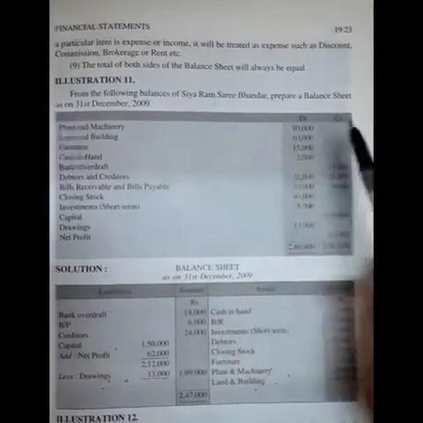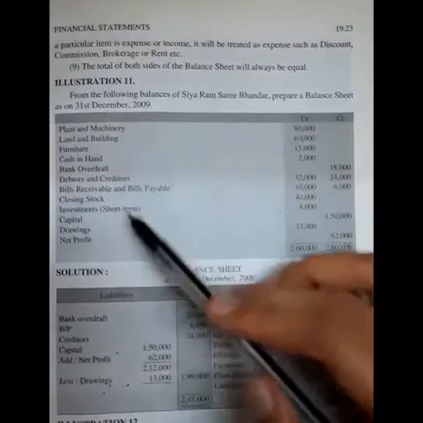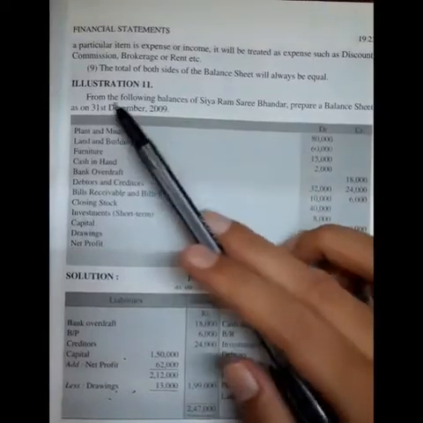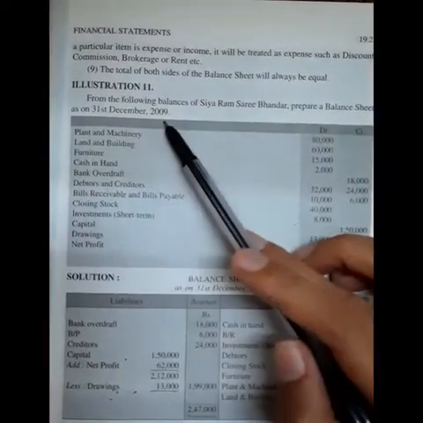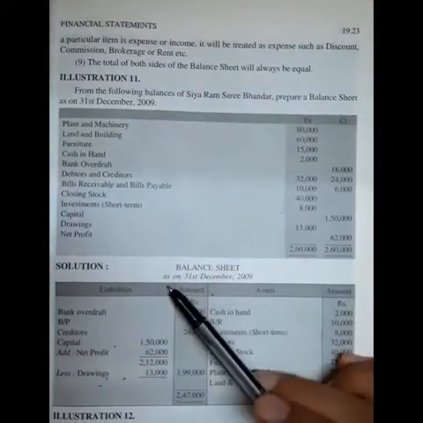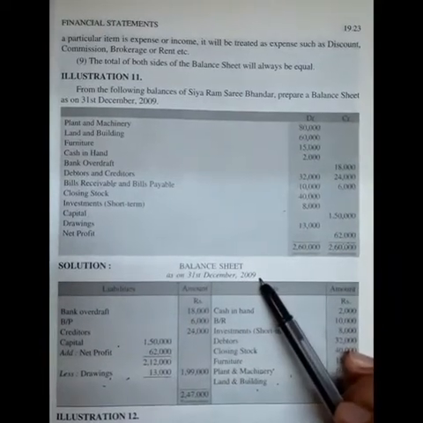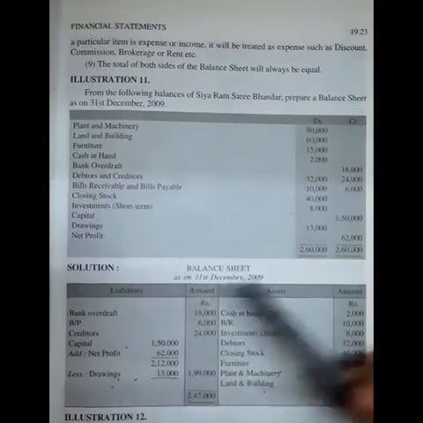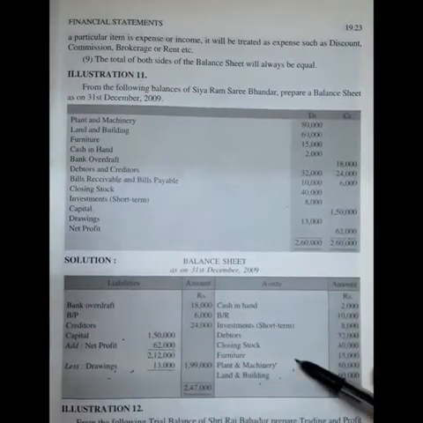Let us move forward to a question on the balance sheet. This is the question given. Debit and credit sides are also given. Now, the year ending is 31st December 2009. The balance sheet as on 31st December 2009 will be written like this. Now, all the credits and liabilities are to be shown here, and on the debit side all the assets are to be shown here.